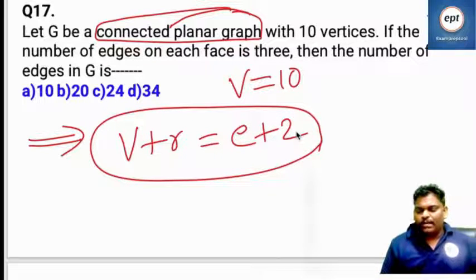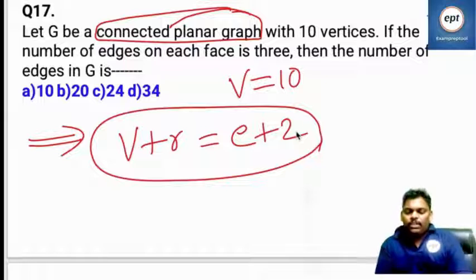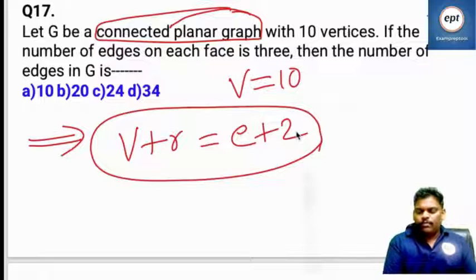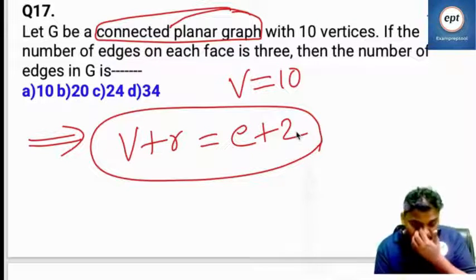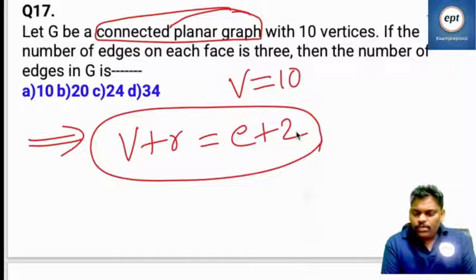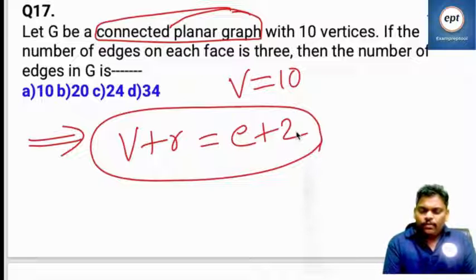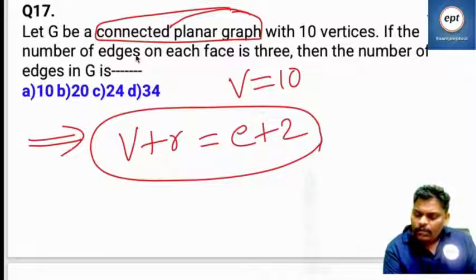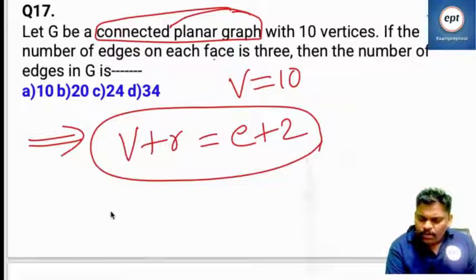Yeah, can you try this one? V plus R is equal to E plus 2 in the case of planar graph, right? Everyone knows this one. So this is the formula, V value 10. Number of edges on each face is 3. I think degree of every face is 3. Sum of degrees theorem: sum of degrees of regions is equal to 2 into E.